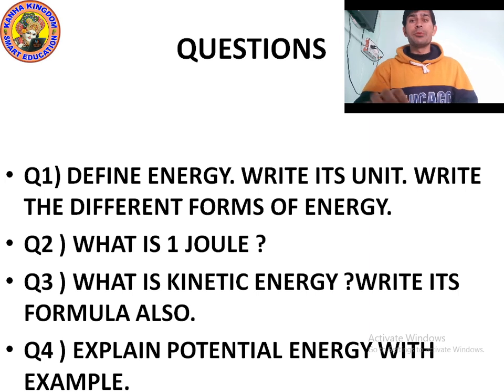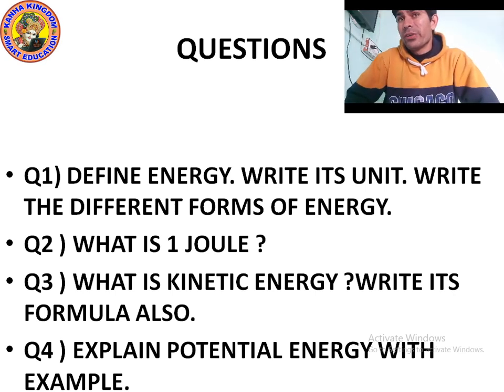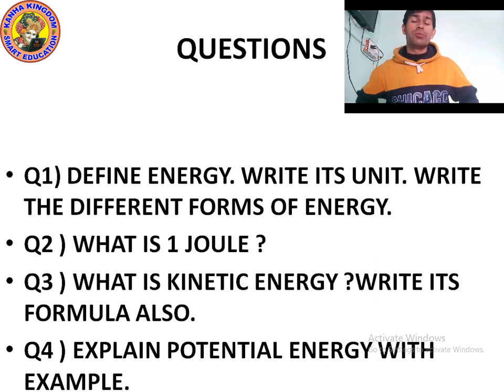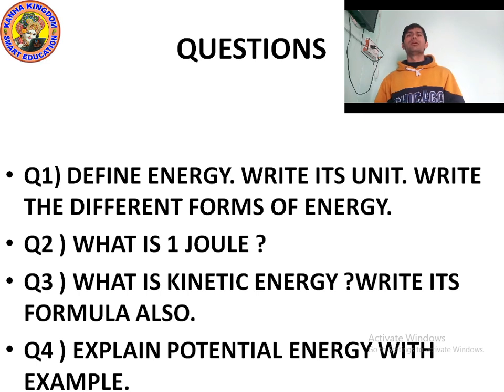Okay, it's time to ask questions. Question number one. Define energy, write its unit, write the different forms of energy. So what is energy? The energy of an object is its capacity for doing work. The capacity to do work is called energy. The unit of energy is joule. 1 kilojoule is equal to 1000 joule.